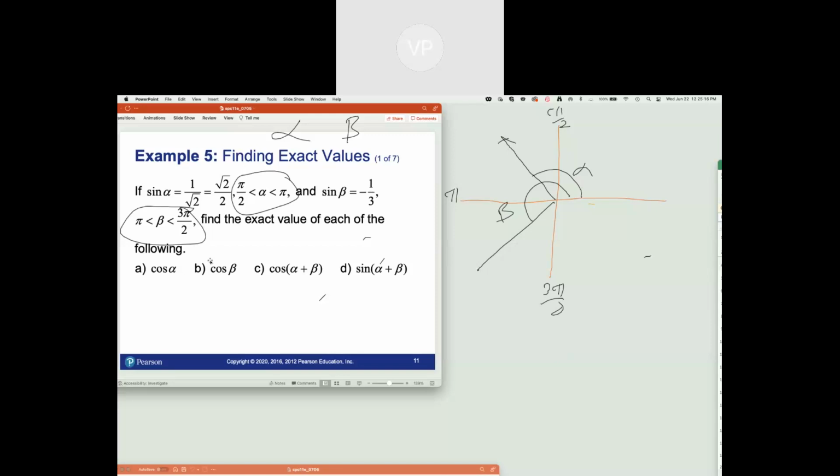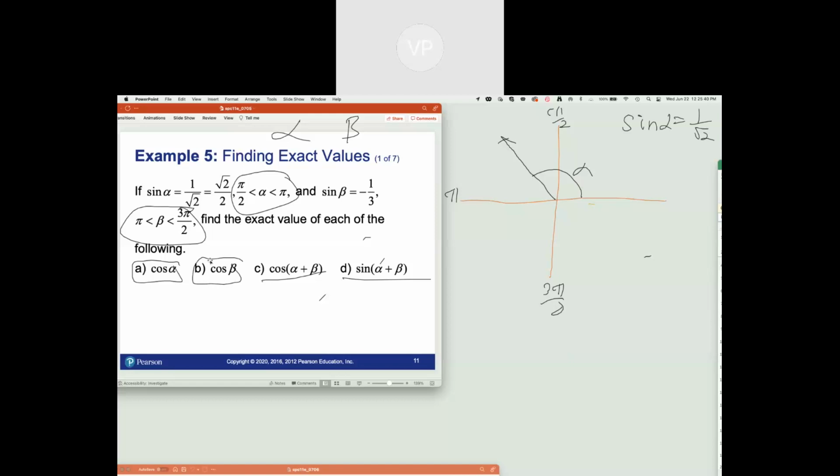Now what they're asking for is the cosine of alpha, the cosine of beta, the cosine of the pair, the sine of the pair. We need to try to figure all that out just from this picture right here. So let me start with just the alpha. Remember how we did this before? We know the sine of alpha equals 1 over the square root of 2.